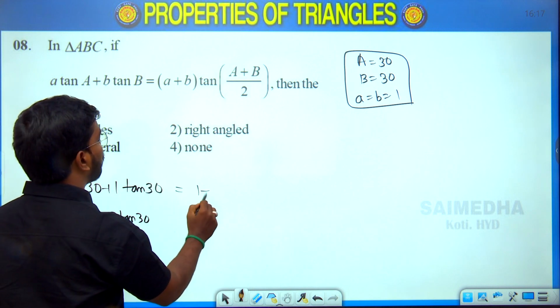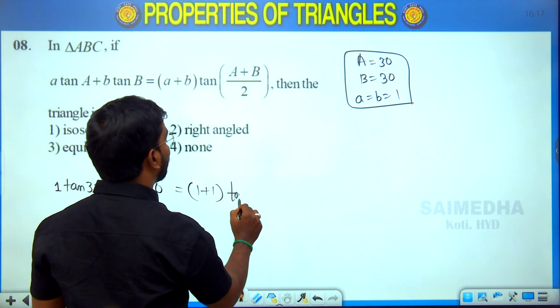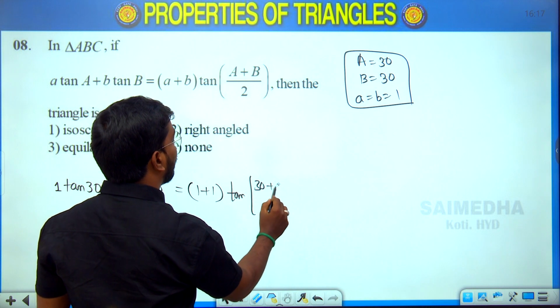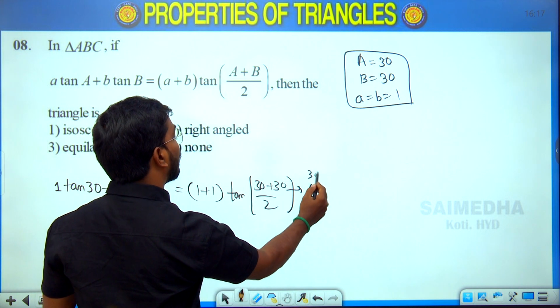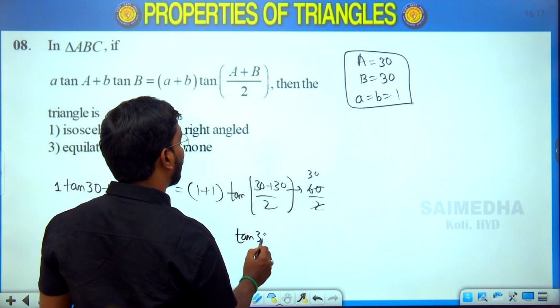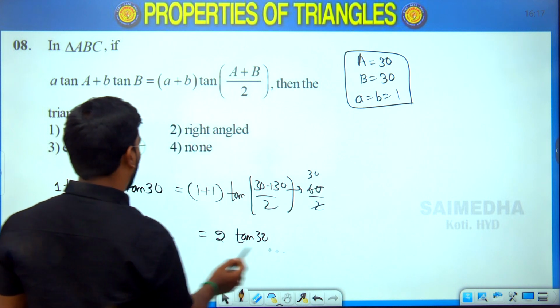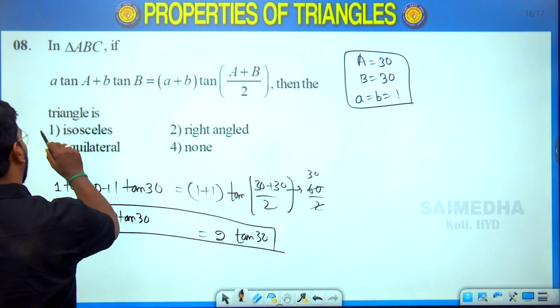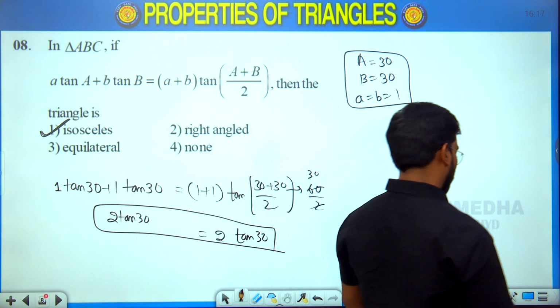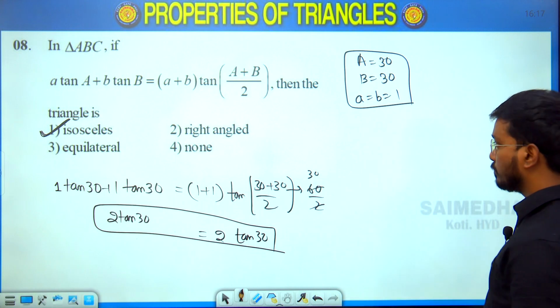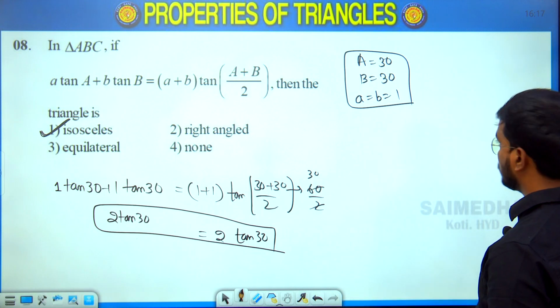Here a plus b, that is 1 plus 1, into tan of (30 plus 30) by 2. 30 plus 30 is 60, divided by 2, 60 by 2 is again what? 30. So, this is again tan 30. 1 plus 1, 2. 2 tan 30 equals 2 tan 30. That means this is which triangle? Isosceles triangle. Okay, go through it. Pause the video, note it down. Moving on to the next question.